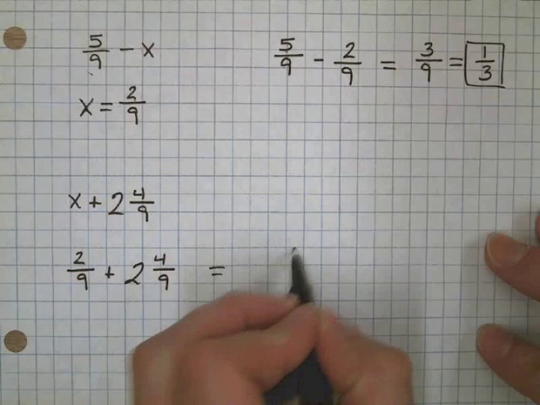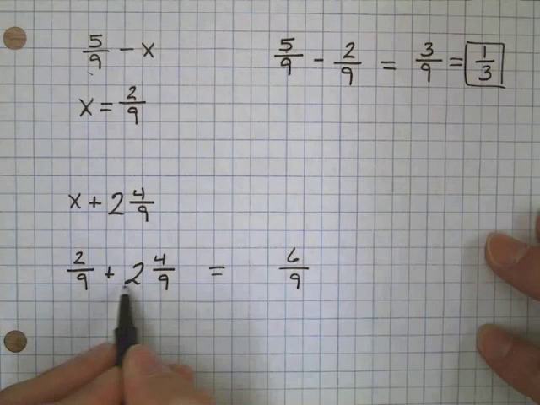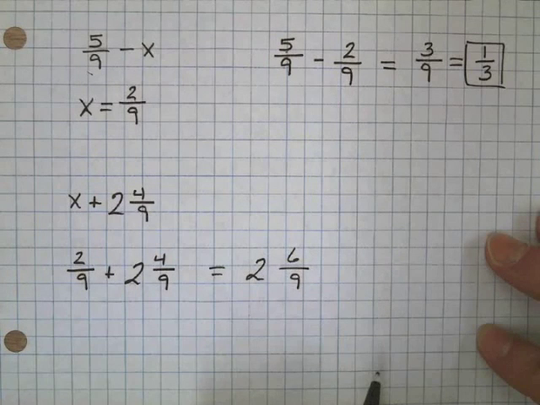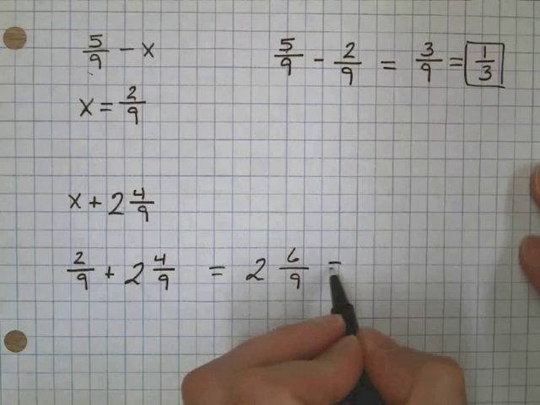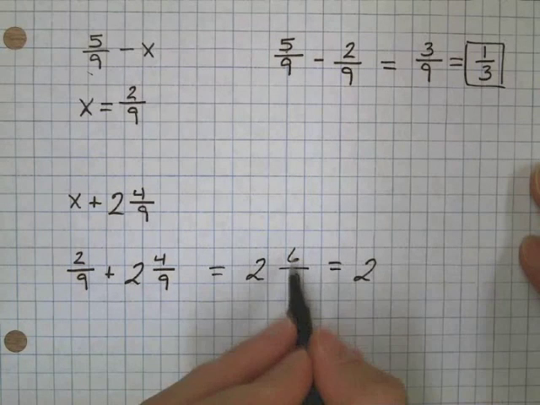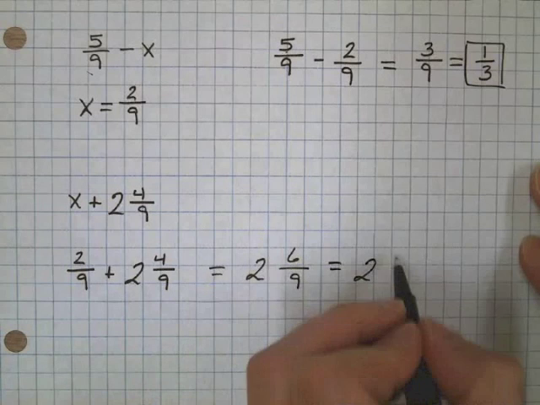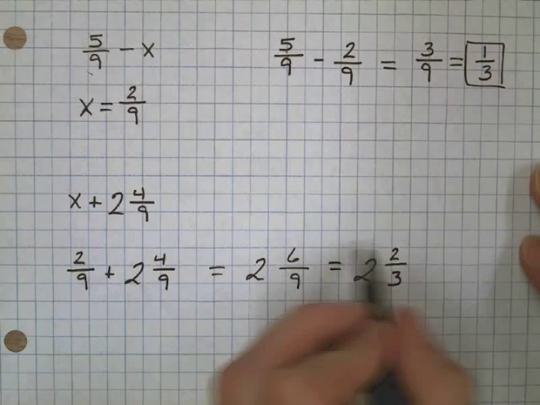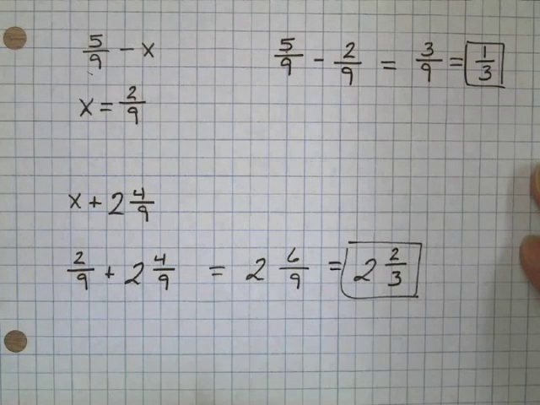so I have 2/9 plus 4/9, that's going to be 6/9. My whole stays the same, so I end up with 2 6/9. Ooh, I can reduce that down to 2, and 3 is a factor of both of those. So I end up with 2 2/3. Let's look at one more.